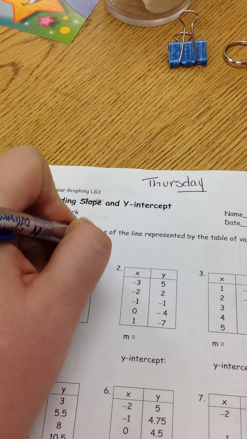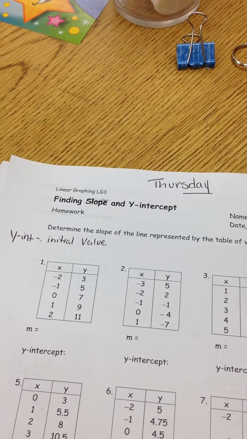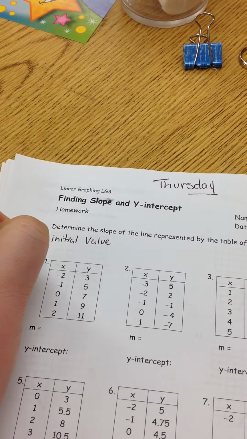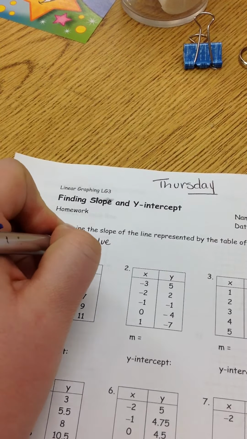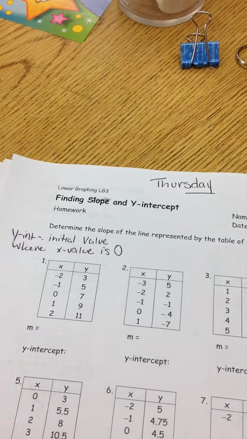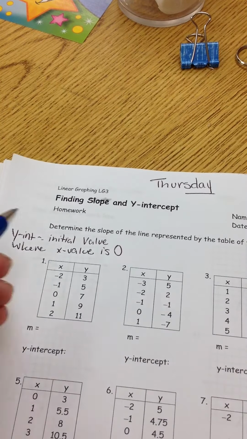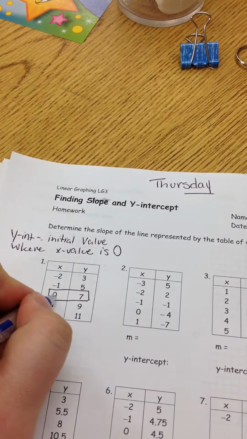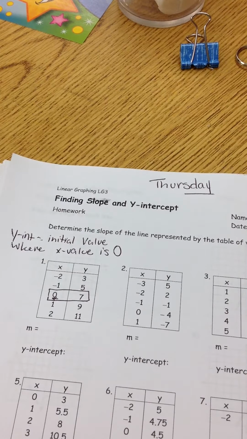And on a graph, we generally start at 0, at x equals 0. So it's also where your x value is 0. Okay, so if I look at this first table, you can see right here that that is where my x value is 0. So what I can do is I can say, okay, my y-intercept is actually just going to be the y value because it's asking for y-intercept, so it will be 7.